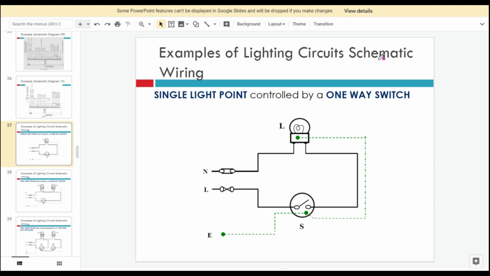Okay, so for today, we will continue with the examples of lighting circuits schematic wiring. There are various types of lighting circuits that we can design. For example, the first one is the single light point controlled by a one-way switch. S is the switch, and then we have one light point. When the switch is on, then the light will be on.